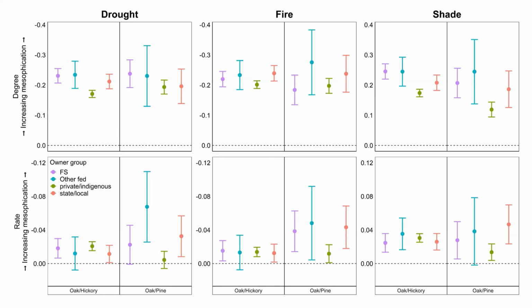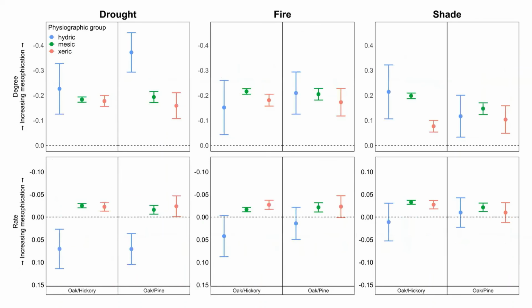And I had to, at some point, reduce the data that I could talk about. But in general, we don't see drastic differences between owner group here. We do find limited evidence that this mesophication process is lower in privately and indigenously owned forests, in particular based on drought and shade tolerance. And we see some evidence as well that state and locally owned forests may be lower based on shade and shade tolerance, in particular in comparison to Forest Service owned lands. In general, this was a little bit less variable than we expected.